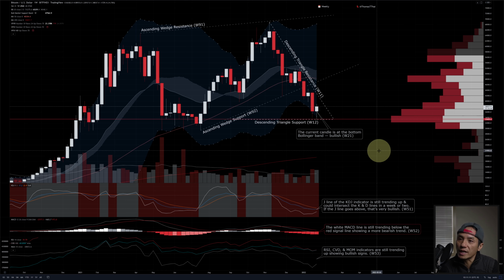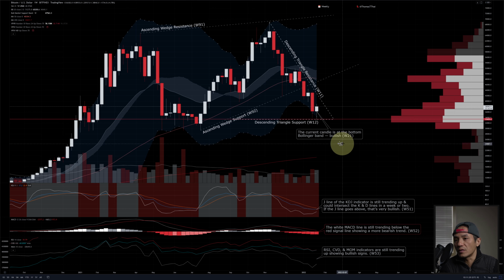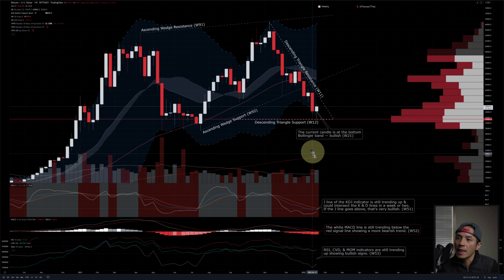This is the weekly chart. I started leaving notes here instead of erasing them so that it helps me remember what we last talked about. In the last video on the weekly chart on TradingView, the candle was white and it's still white. The weekly chart doesn't change much day over day. The current candle is still below, on the bottom of the Bollinger Band.